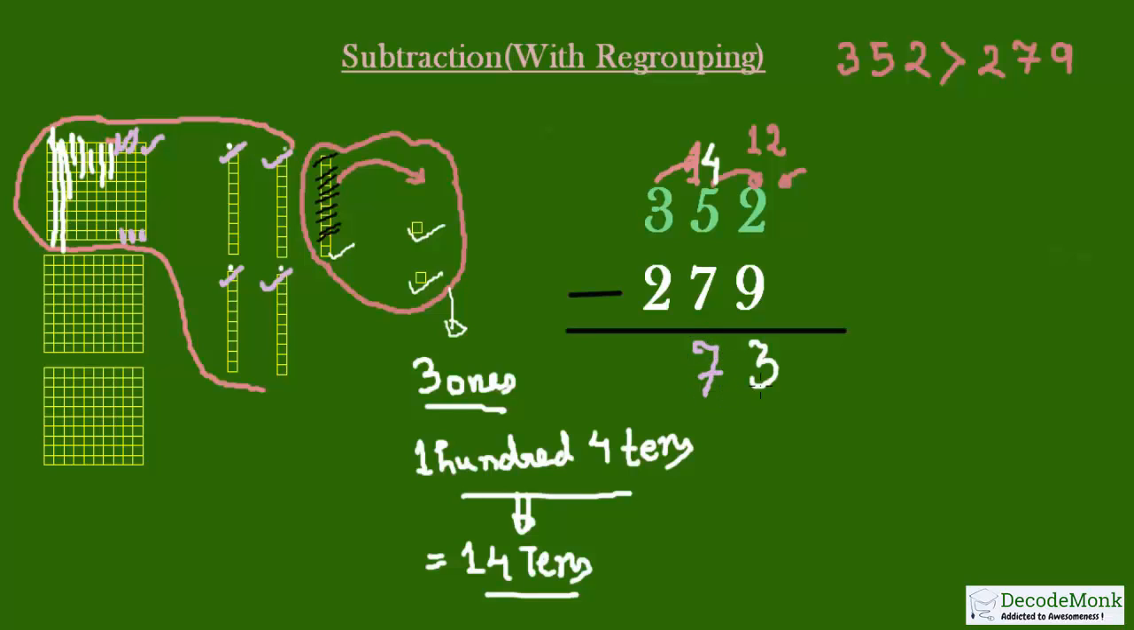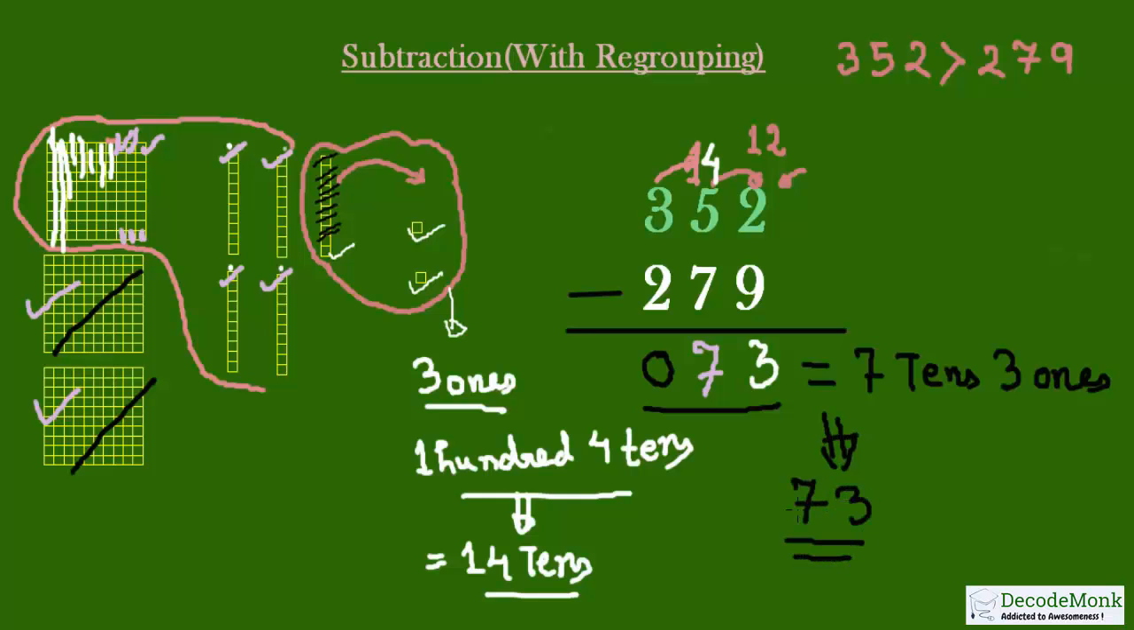So 7 tens and 3 ones. Now as we have taken 1 hundred from 3 hundreds, we are left with how many hundreds? We are left with 2 hundreds. 2 hundreds minus 2 hundreds: if you remove these 2 hundreds, you are left with nothing, that is equal to 0. So this is equal to 7 tens and 3 ones, which is same as saying 73.